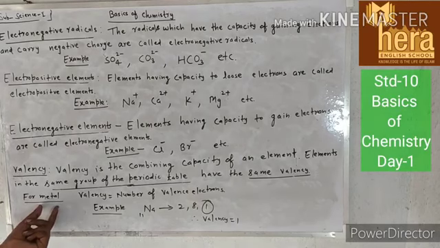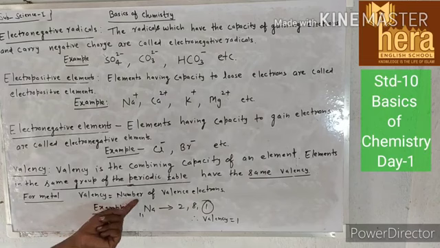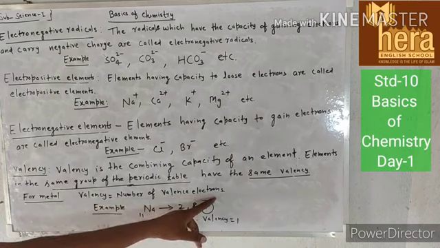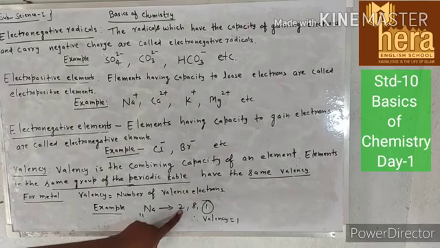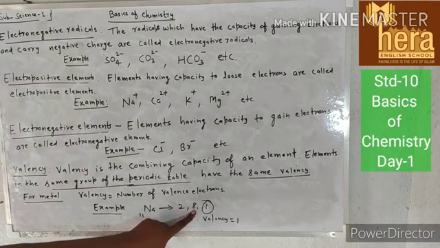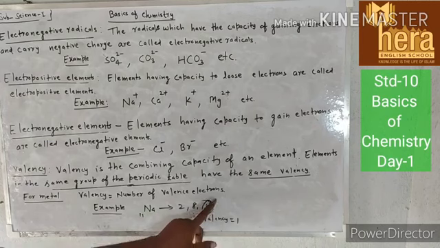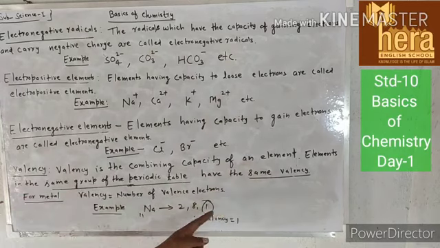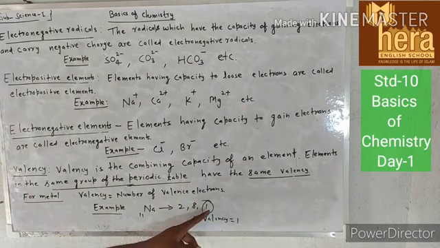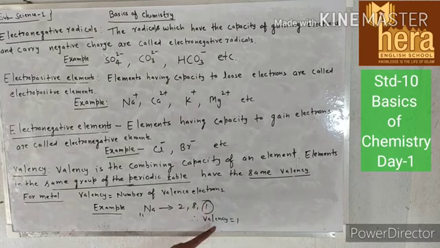For metals, valency is equal to the number of valence electrons. For example, sodium, atomic number 11. Its electronic configuration will be 2 electrons in the first orbit, 8 electrons in the second orbit, and 1 electron in the third orbit. The number of electrons present in the outermost orbit is known as valence electrons. So in the case of sodium, the valence electron is 1. Therefore, valency is equal to 1.